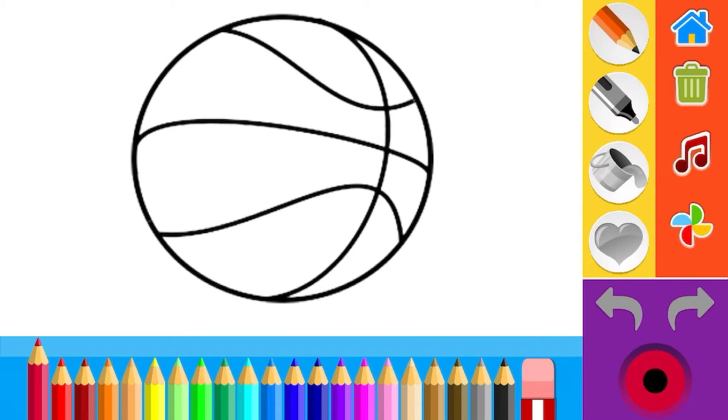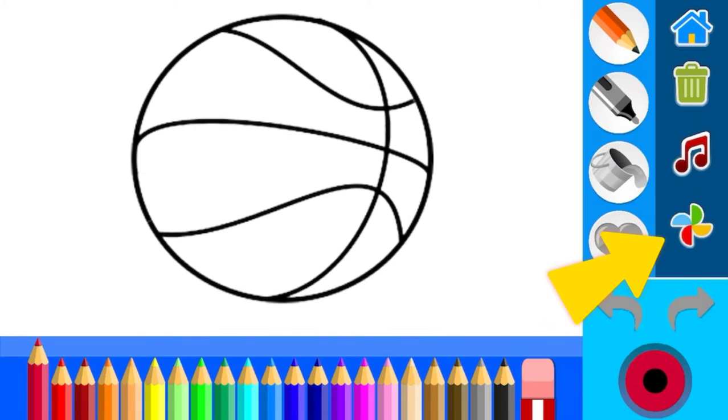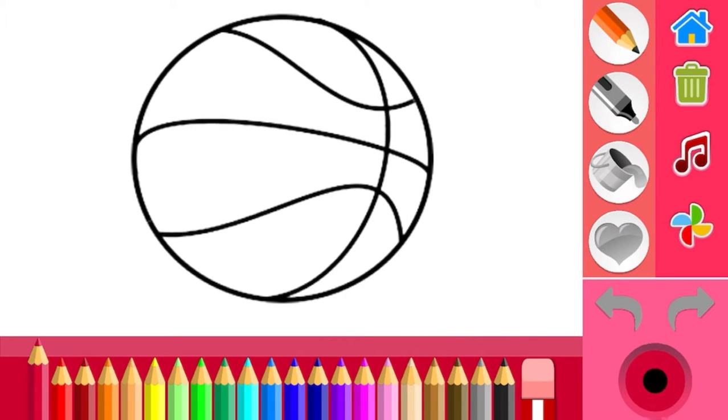All the way to the top right, there is a house button, and that takes you back to the home page. There is a trash can button, and that just erases everything you've colored. There's a music button, which lets you turn the music off if you don't want to hear the music anymore, and you can turn it right back on. And there's a pinwheel where it allows you to change the colorway.